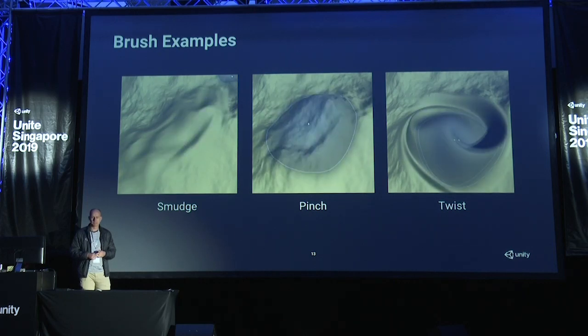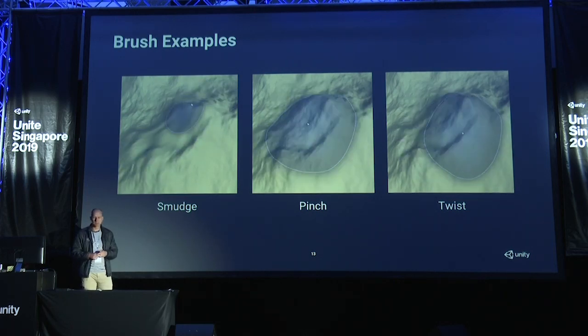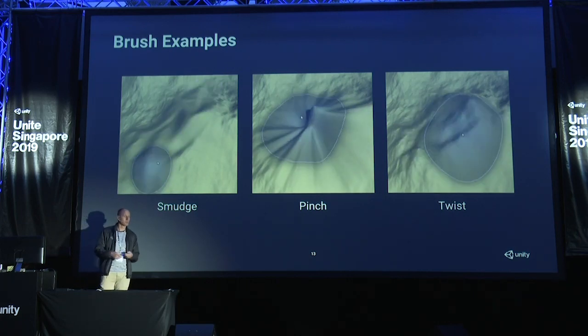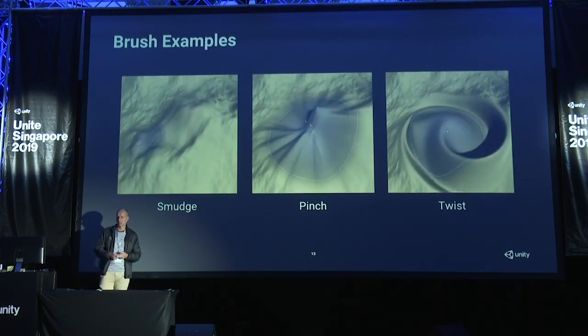And smudge, pinch, and twist as well. So new brushes and modifiers, and it shows some of this API that lets you extend the terrain, what you can do with it as well. You can make tools like this that suit your purposes.